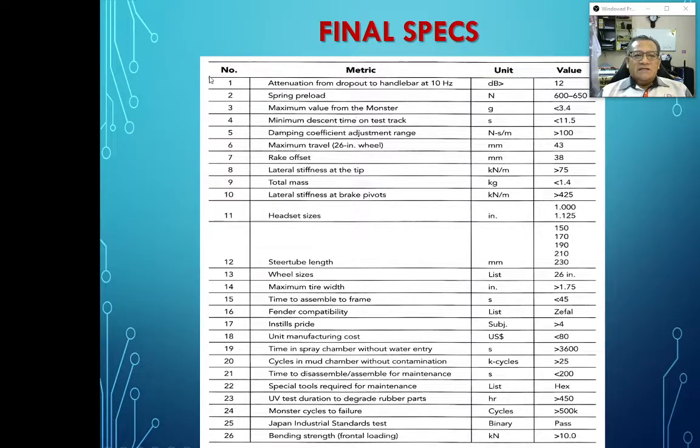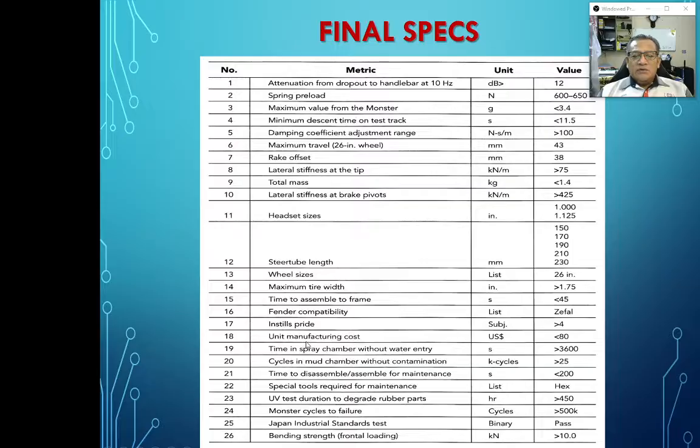So, customer need number one, attenuation from dropout to handlebar at 10 hertz, right? You need basically decibels, so the value should be bigger than 12 decibels. The spring preload, you could decide in Newton units, between 600 to 650 Newton. All right. Maximum value for Monster G is basically less than 3.4. Right. Then, for example, the steer tube length, you have a few options here, either 150 mm, 170 mm, 180 mm, and so on.